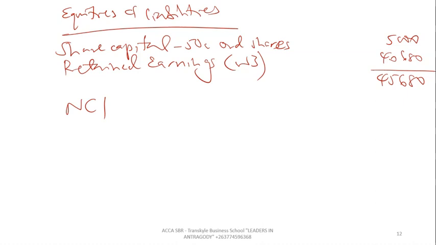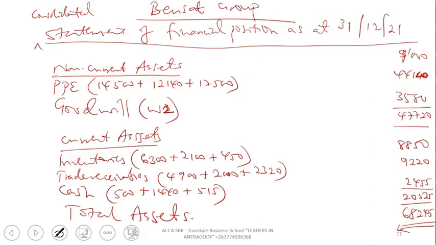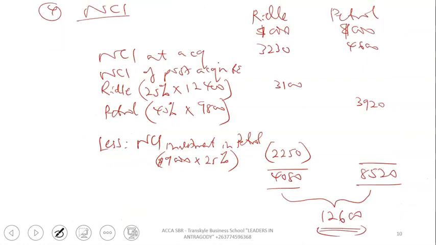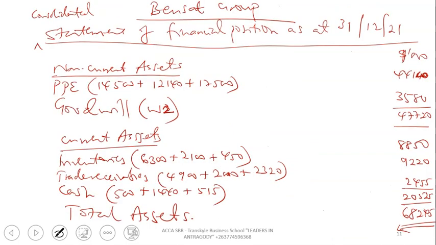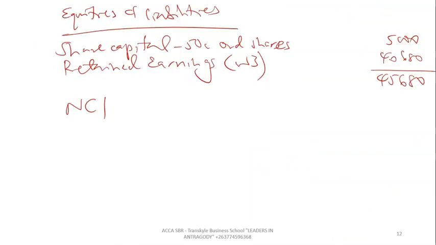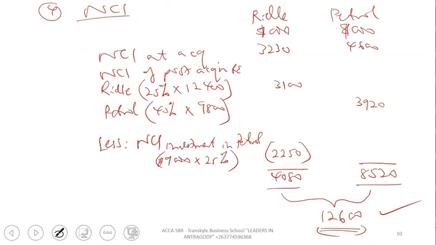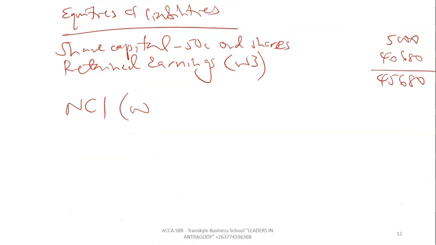Then when you do that, you then have to proceed to the non-controlling interest, your NCI. This one, we did compute it. Okay, we did calculate the NCI, and we had 12,600 as NCI. So that was working number 4, 12,600, working number 4.